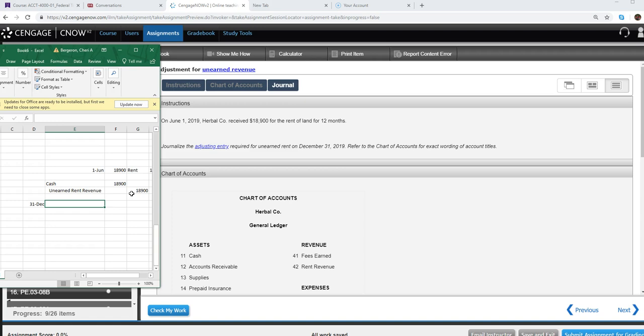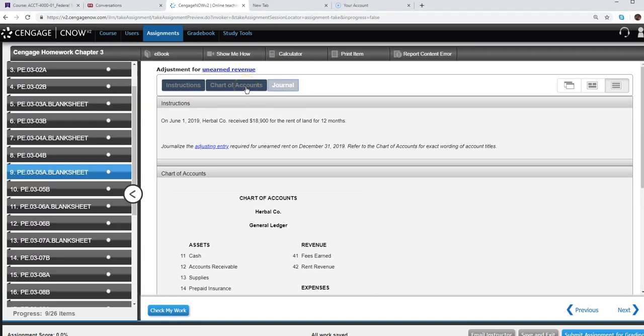All right, so let's figure out how much we earn every month. We got $18,900 for 12 months. If I divide, I can see that every month I'm earning $1,575. So if 7 months have gone by, I just multiply that $1,575 times 7, and I can see that I've now earned $11,025. Now it's not asking for, well, actually it is asking for the journal entry, isn't it?